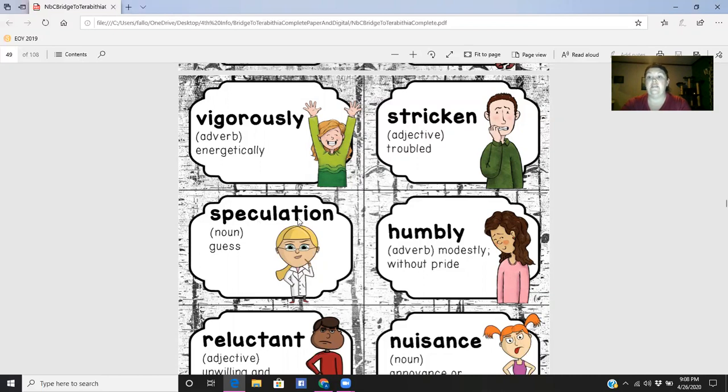So a lot of times in science, you'll hear that word, that we have speculated about something, or there's a lot of speculation about how an experiment will go. And that just means that we're guessing or possibly predicting what might happen. And then the 4th word is humbly, and that means to do something modestly or to do something without pride. So these are the 4 vocabulary words for chapters 5 and chapter 6.